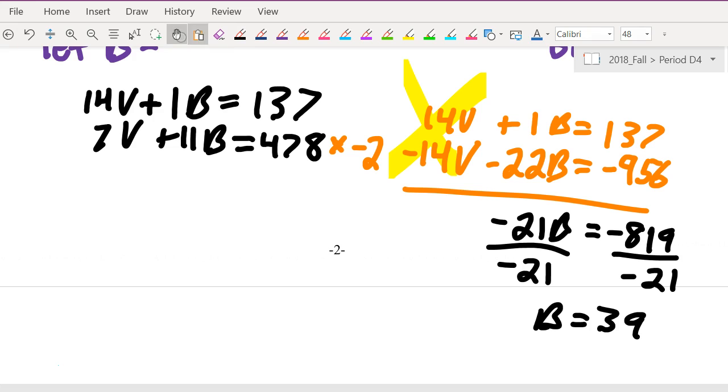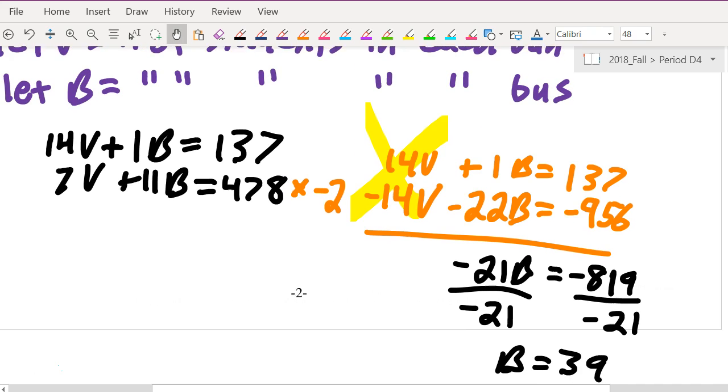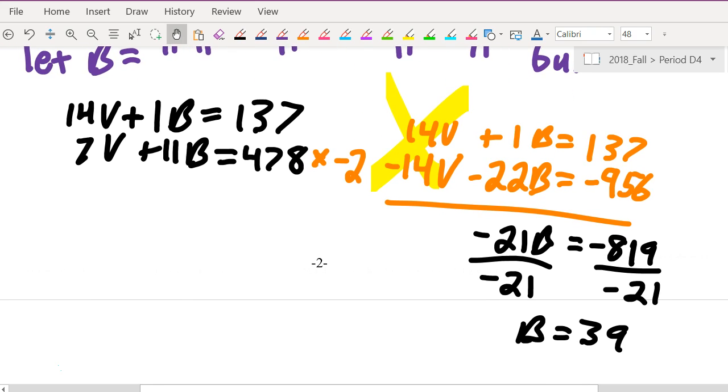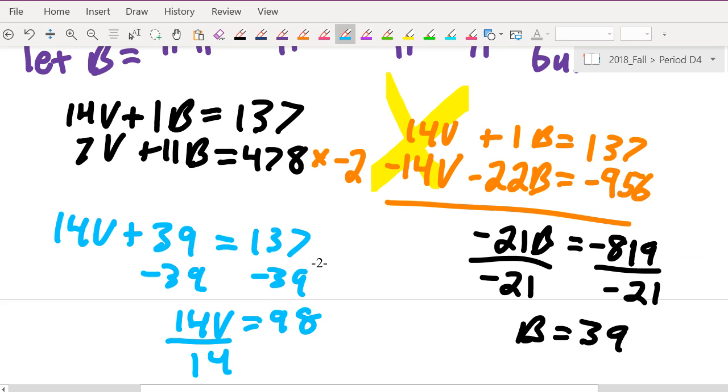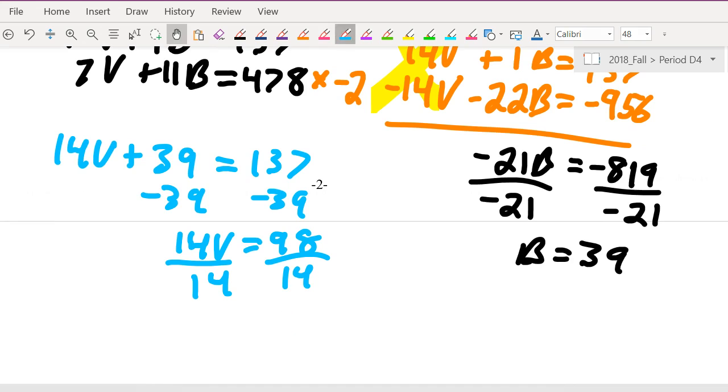And what about the van? Well, it's definitely easiest to put it in the first one. So, let's see. 14V plus 39 equals 137. 14V equals 98. Does that divide evenly? Yeah. What is it? 7.